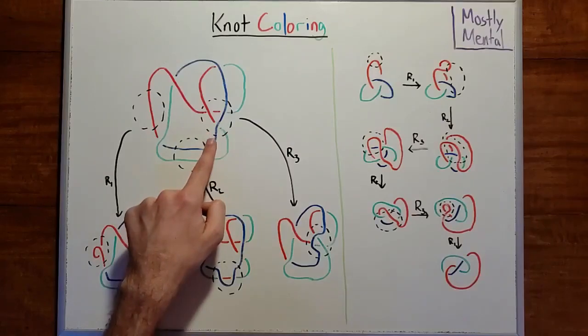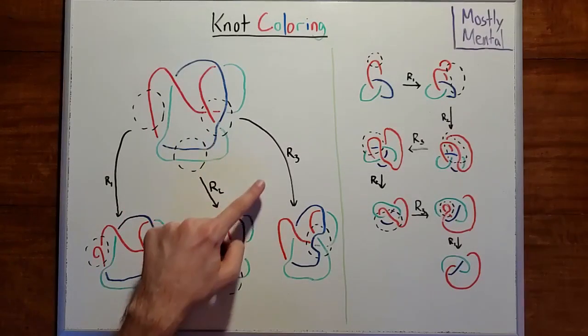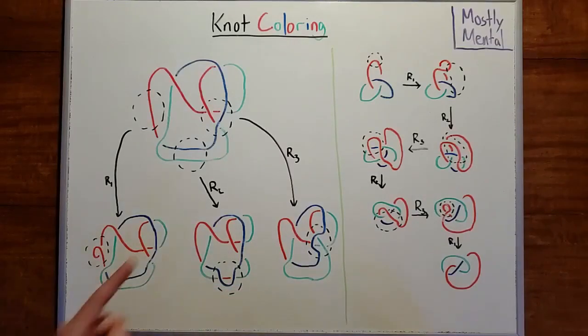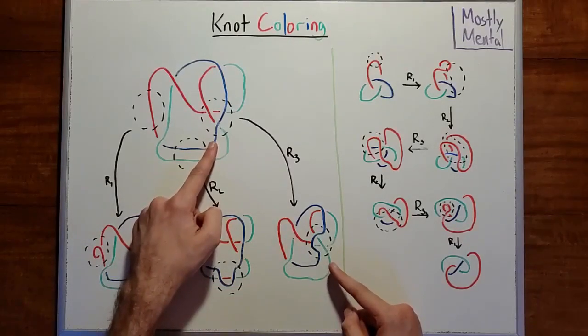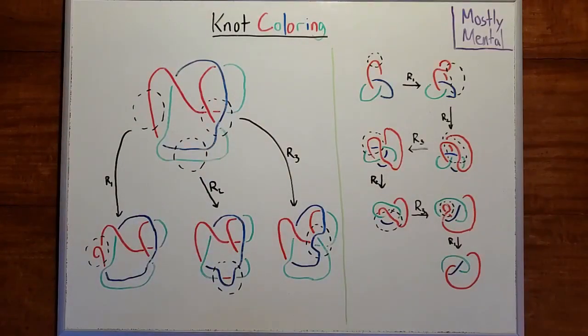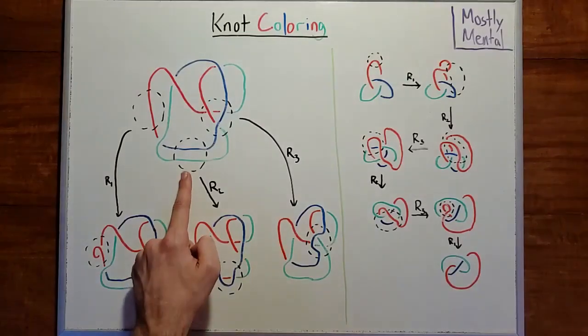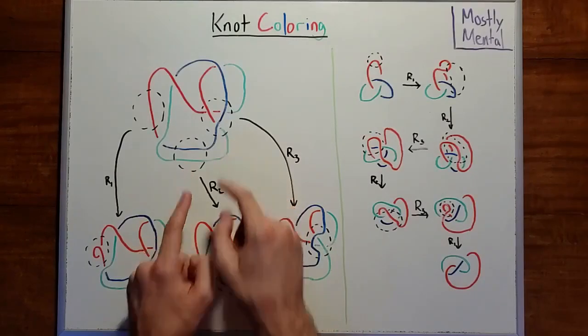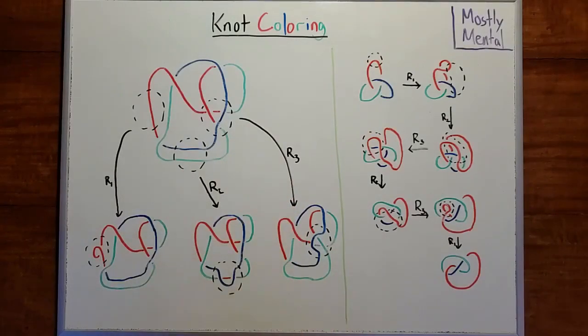And if we have a strand next to a crossing like so, then we can use R3 to pull the strand over the crossing. Again, there's only one possible coloring for each of these, so that gives us a correspondence. For completeness, we should also confirm that the correspondence exists even when some or all of these strands for R2 or R3 are the same color or in different permutations, but I'll leave that as an exercise for you.